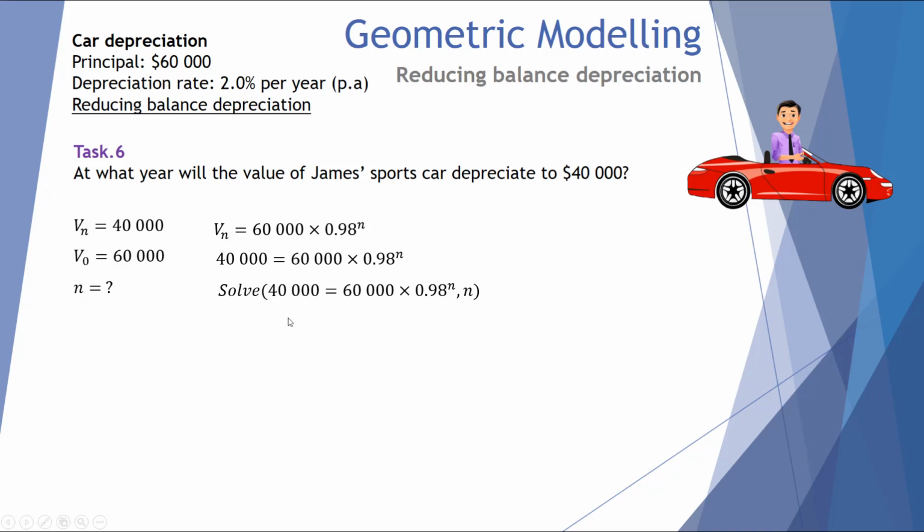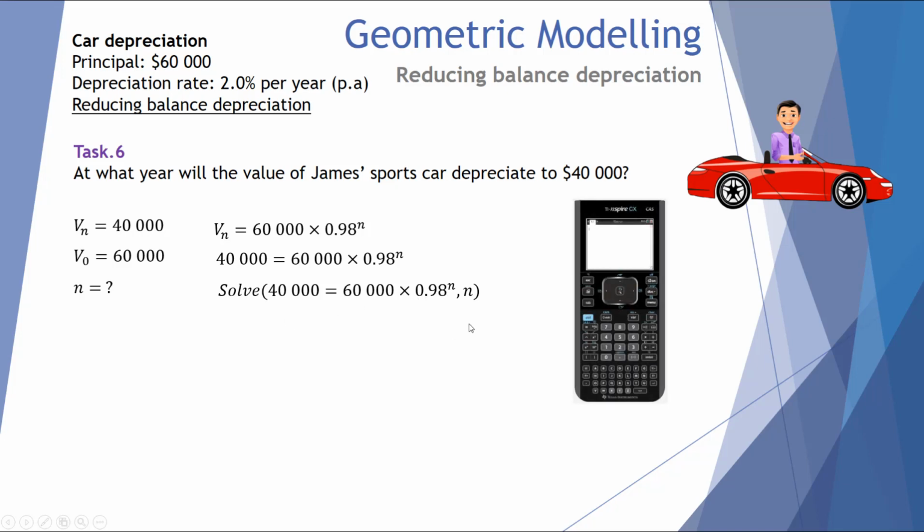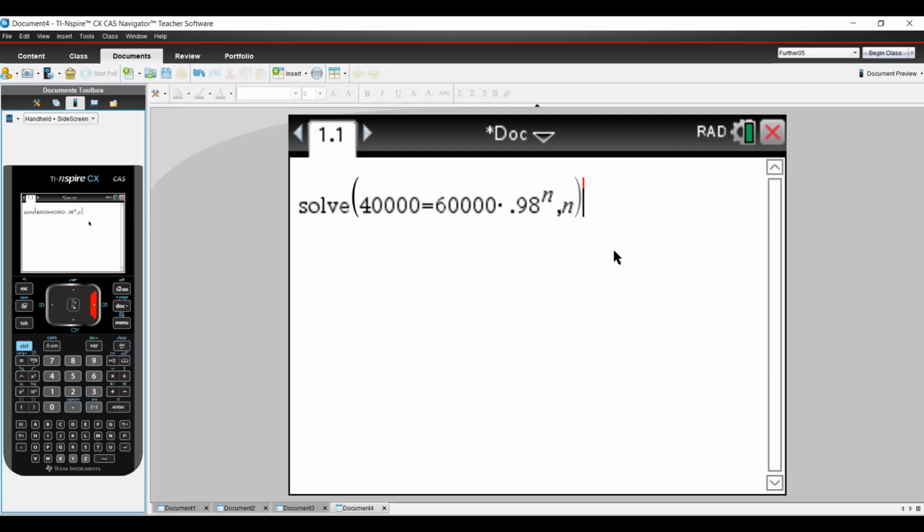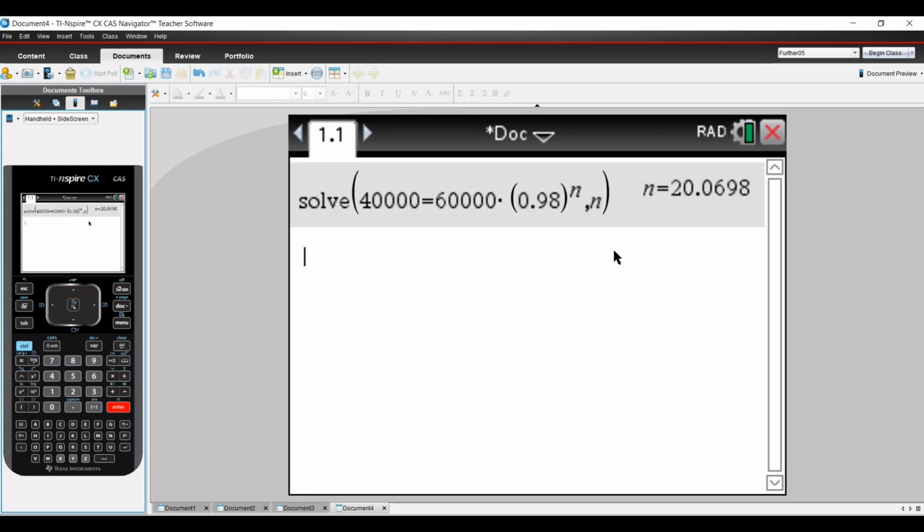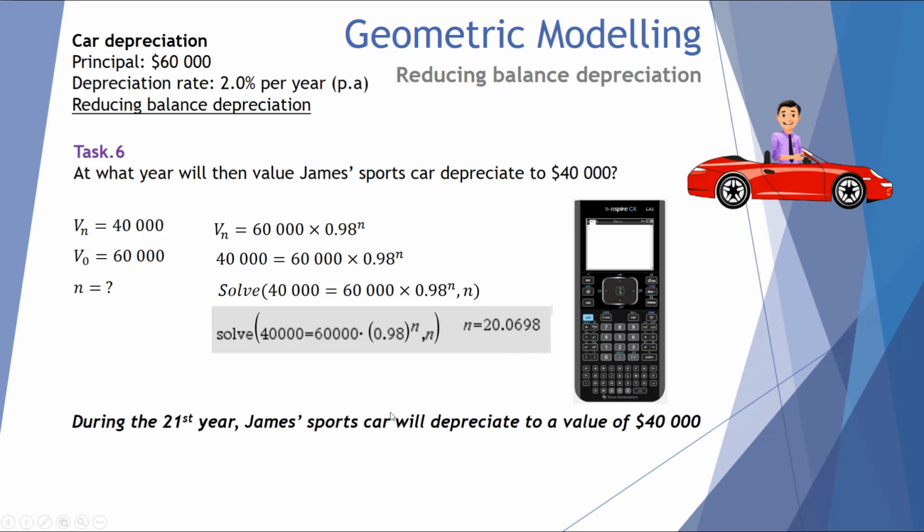Now, the solve function on the TI CAS calculator is probably the best way of solving this problem. In fact, it would take quite a lot of mathematical manipulation to calculate n otherwise. So let's turn to our TI Inspire CAS calculator to solve this problem. Here's our solve equation. We're looking at the number of years it takes using this reducing balance arrangement for this vehicle to drop from $60,000 original principal value to $40,000. We place in the solve function, and that tells us the number of years required is 20.06. As we found, it was during the 21st year that James's sports car would depreciate to a value of $40,000. It happens just after the 20th year, but it's in the 21st year.